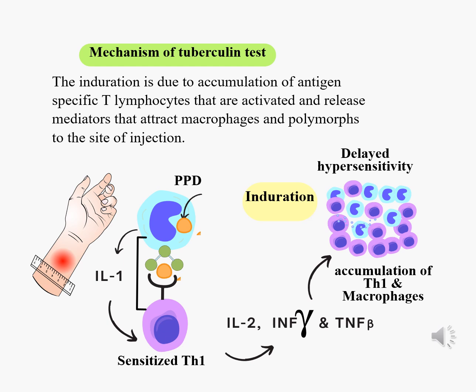The induration is due to accumulation of antigen-specific T lymphocytes that are activated and release mediators that attract macrophages and polymorphs to the site of injection. A positive tuberculin test indicates that an individual has been infected in the past and continues to carry viable bacteria. It does not imply that active tuberculosis is present, and it can produce false positive or negative results.